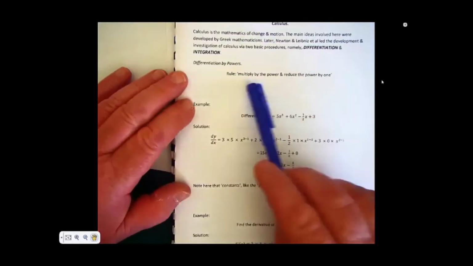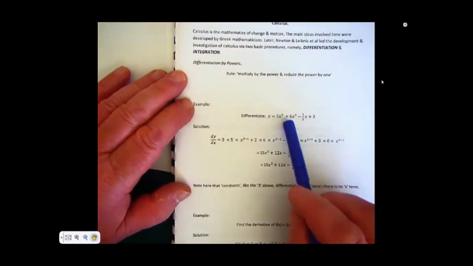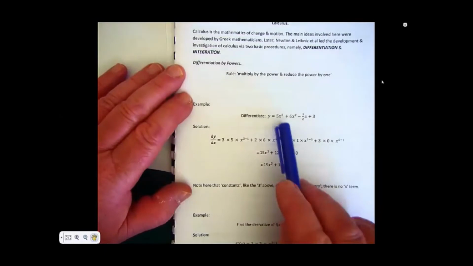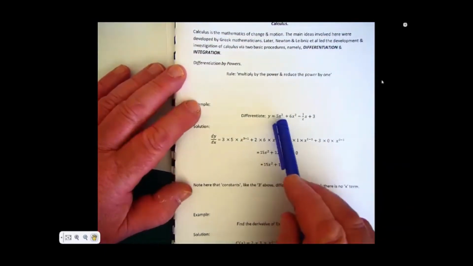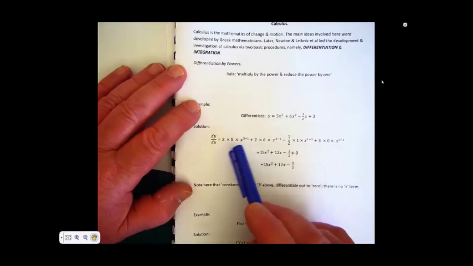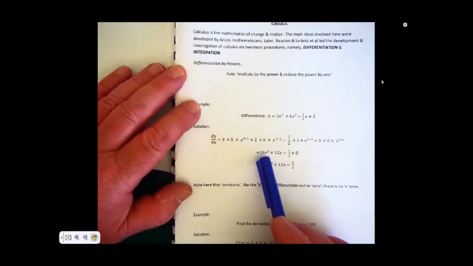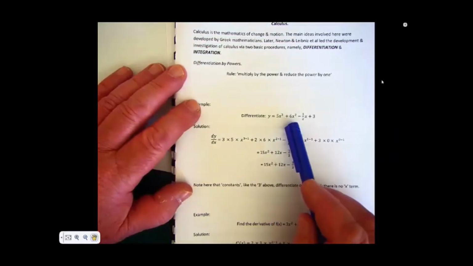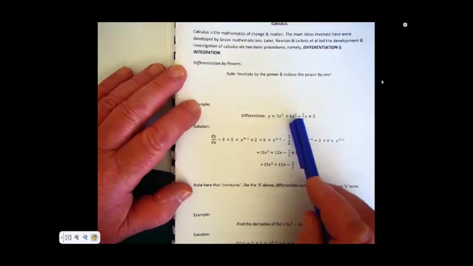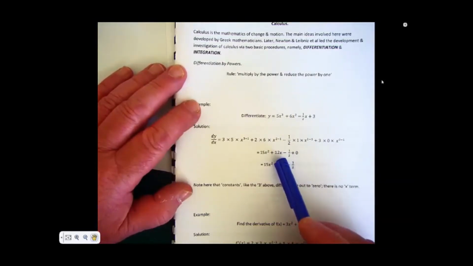So let's see how this rule applies. Multiply by the power, reduce the power by 1. So 5x cubed becomes 3 times 5, and the power is dropped by 1. So 3 times 5 is 15, and 3 minus 1 is 2, so this becomes 15x squared. Let's have a look at this one. 6x squared multiplied by that power, 2 times 6 is 12, 2 minus 1 is 1, x to the 1 is just x, so 6x squared is written as 12x.